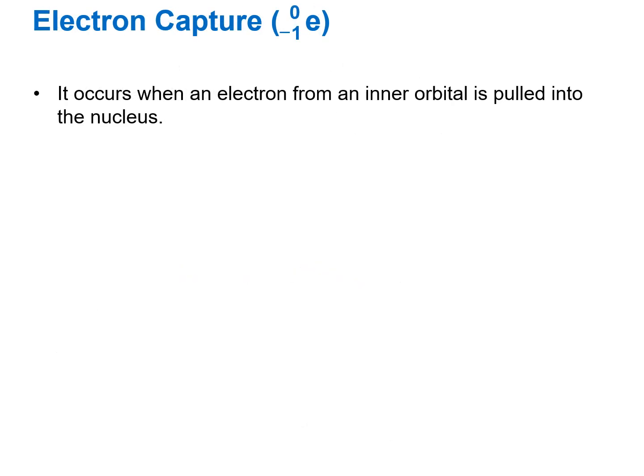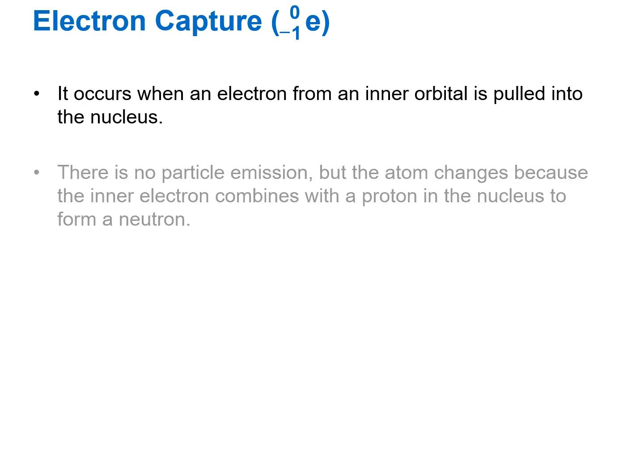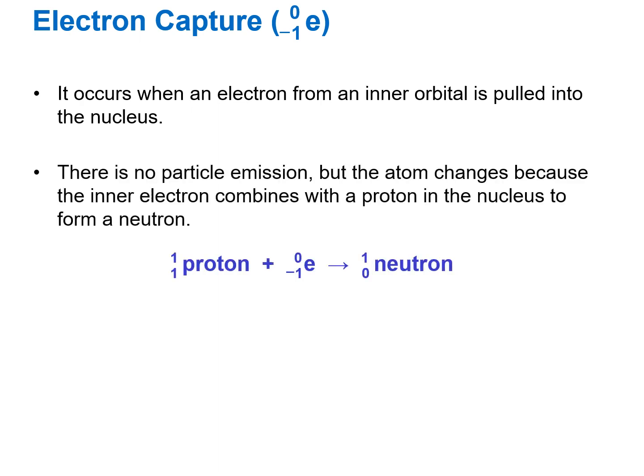Let's talk a little bit about electron capture. What's happening here is that you have an electron from an inner orbital being pulled into the nucleus. So what happens when that electron enters into the nucleus? Well, there's not going to be a particle emission, but the atom is going to change, because that electron is going to combine with one of the protons in the nucleus, and basically it's going to wipe out the charge of the proton and turn it into a neutron. So we're basically losing a proton as a result of electron capture.